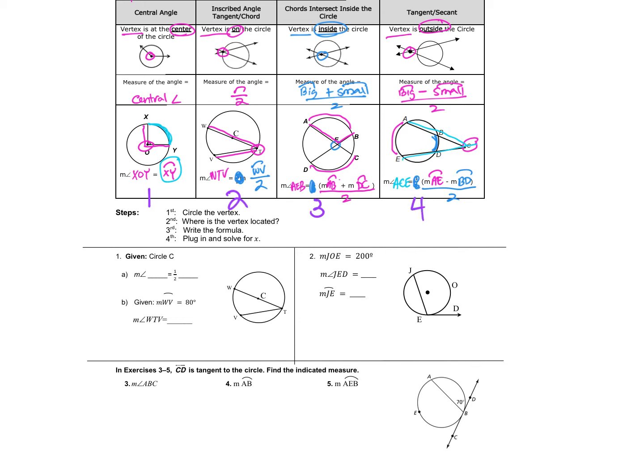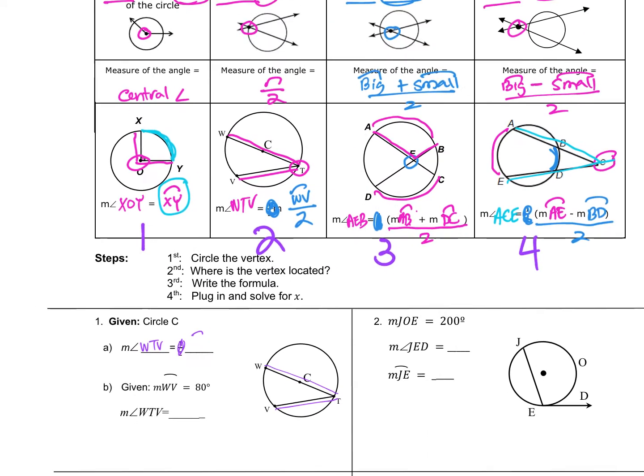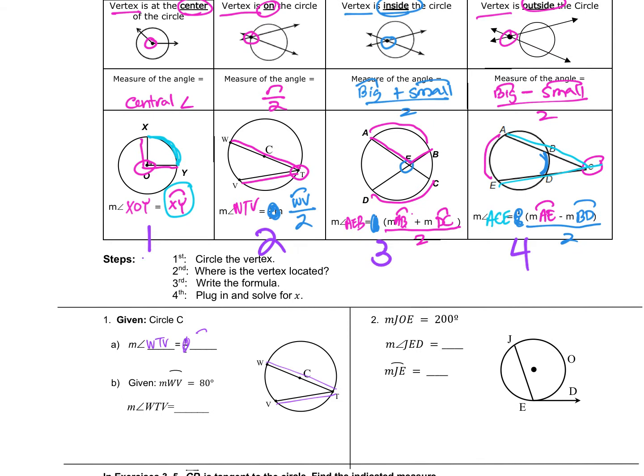All right, I'm going to name these as number 1, number 2, number 3, number 4. So on the first one, it says, given circle C, we're going to find the measure of angle WTV, W going to T, going to V. And then to find the arc, now we're looking up here, which one does it match? Does it match number 1, 2, 3, or 4? It is on the circle, so it's going to be number 2. So we're going to do it exactly like number 2. And so it'd be arc WV divided by 2.